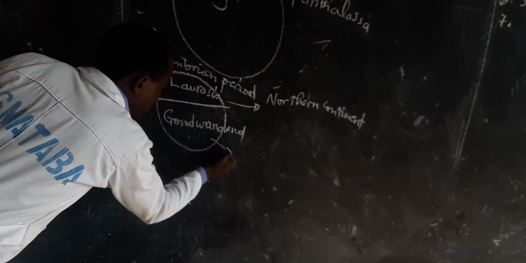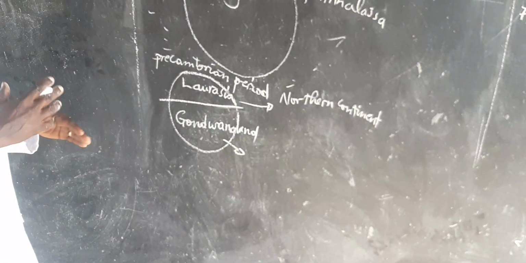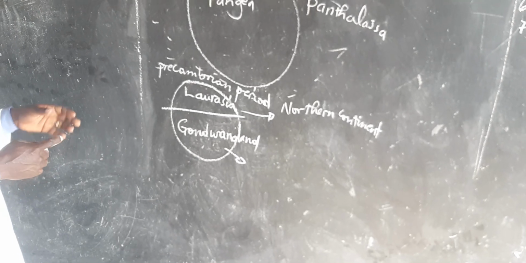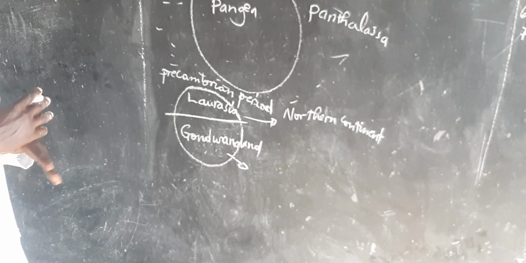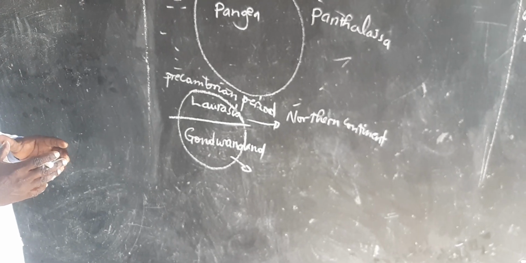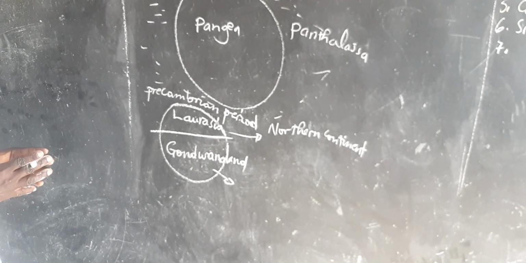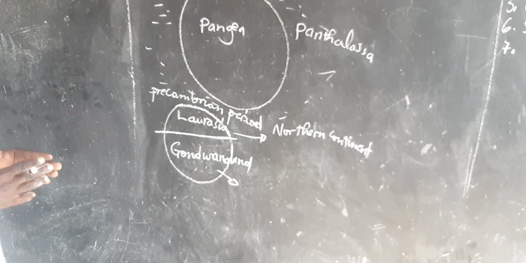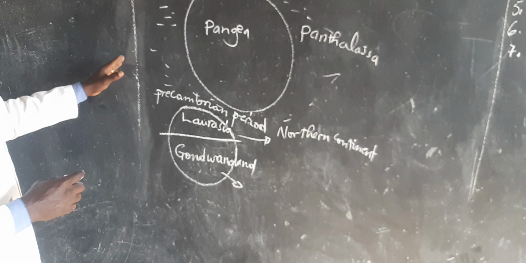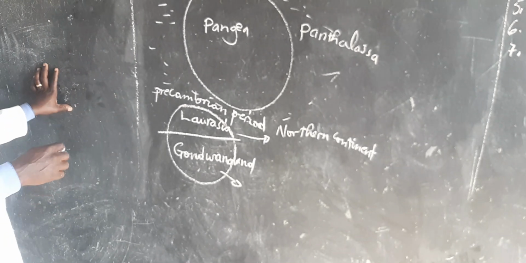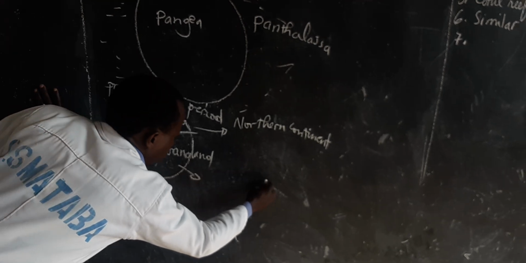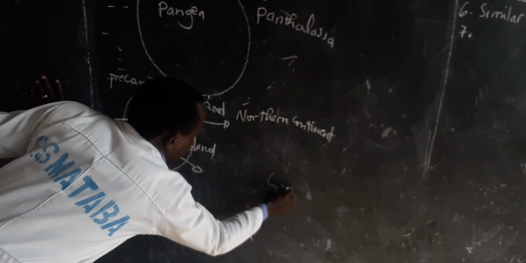This Gondwanaland, also during the Cenozoic period, was broken into different parts that formed different continents, like the continent of Australia, the continent of Africa, and even the continent of South America. So therefore, when we talk of continental drift, we are talking about the movement of those parts; they drifted away. So the continent of Africa was formed.